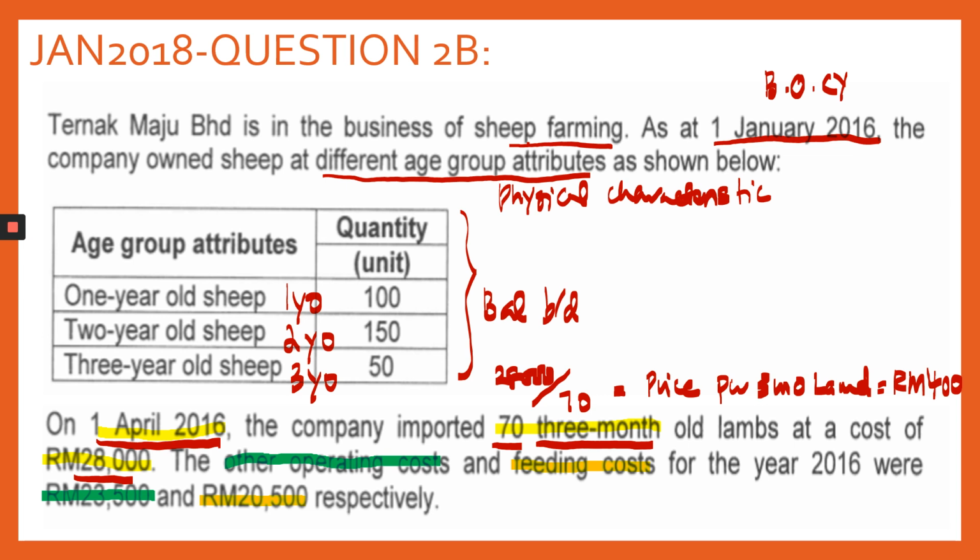That was on 1st of April. On top of that, throughout the year 2016, which starts on 1st of January, the reporting date would be 31st of December 2016. So this is the end of the year or the reporting date. And these are the costs, or the subsequent expenditure, that you incur in your agricultural business, which is the sheep farming.